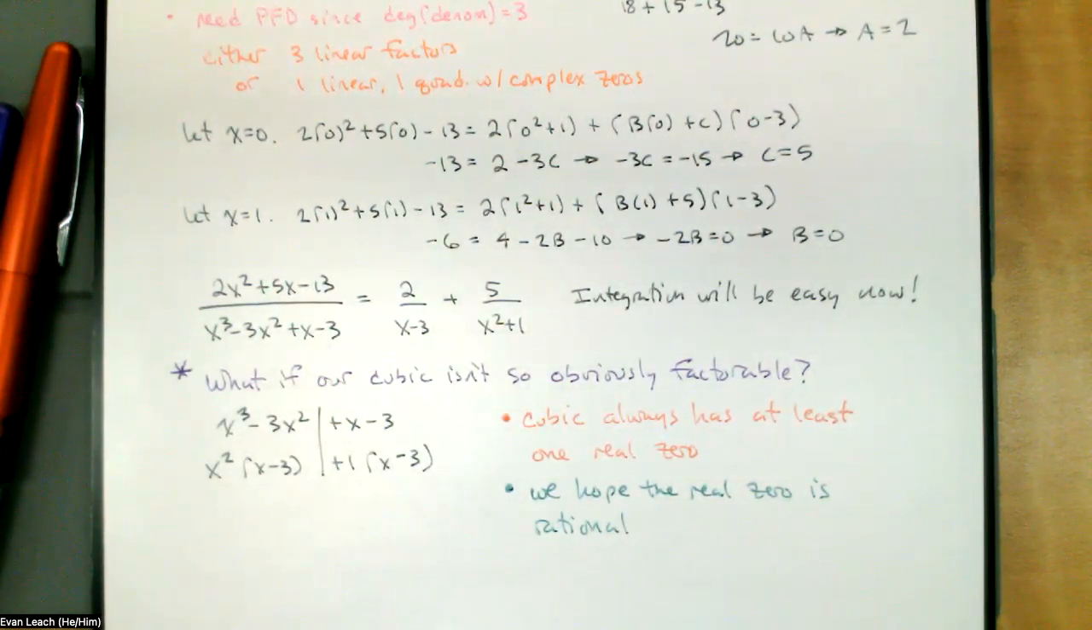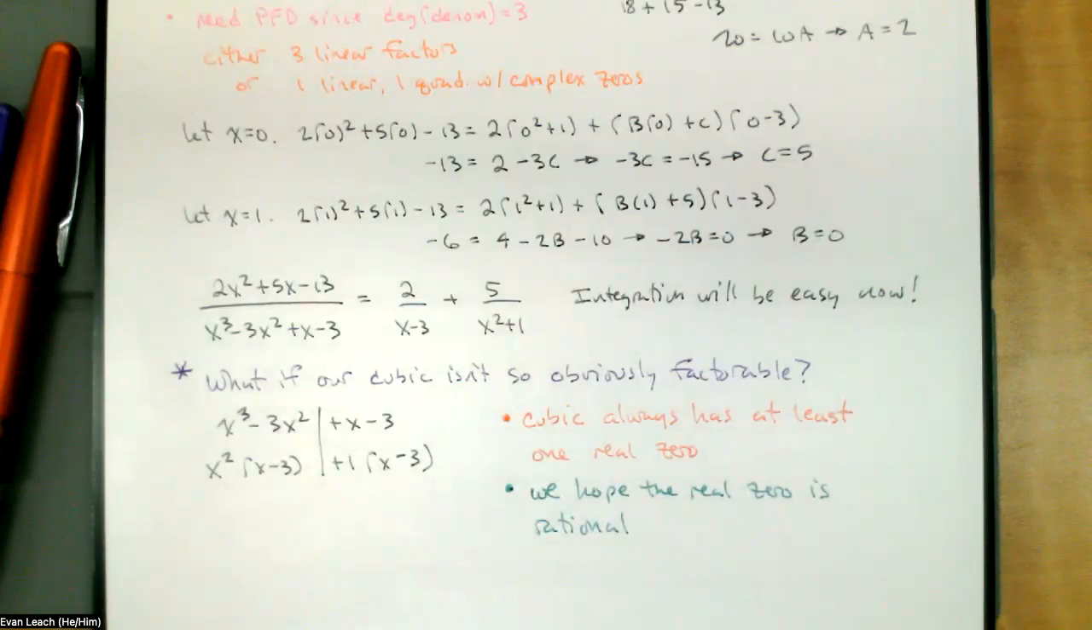And I don't know if you saw it in the chat, but it says, can we use synthetic division to find the factor? Absolutely. But it relies on us hoping that that real zero that we know it has is rational. Now you have the advantage of being in a math class. So every time I hand you a cubic polynomial that you're going to have to factor, it most definitely has a rational zero. But you do have to figure out which one it is.